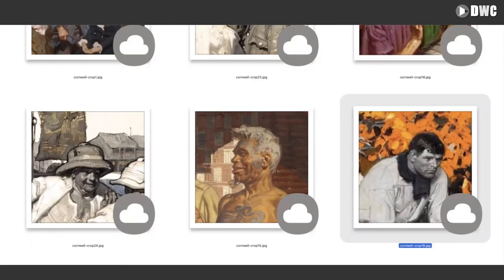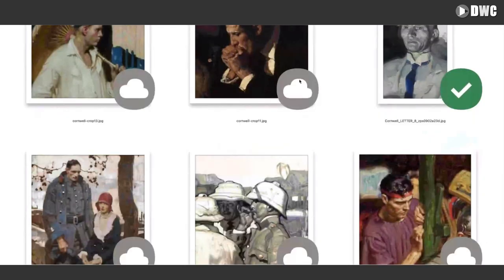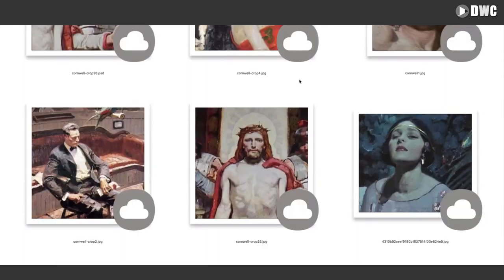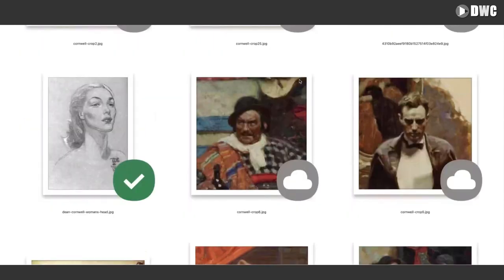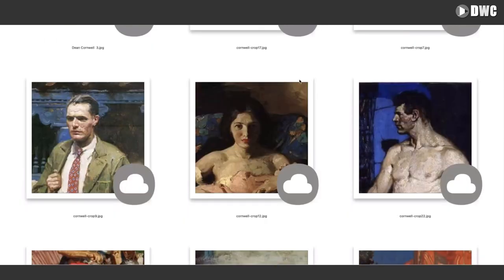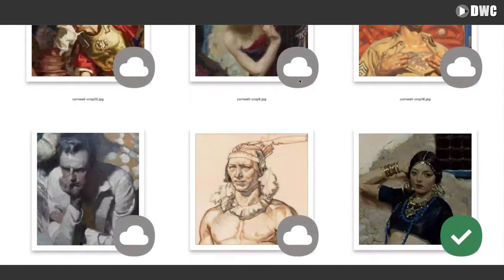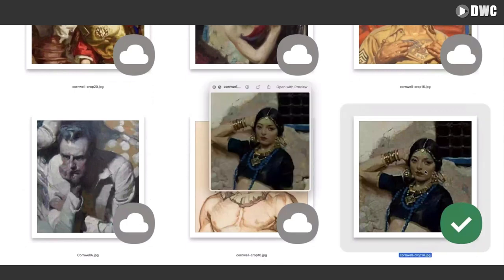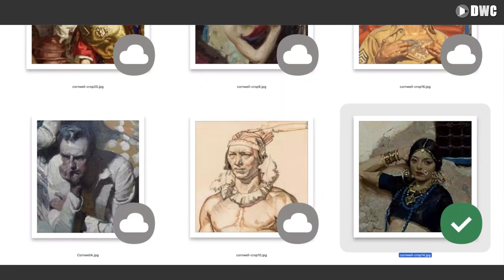This man's head is literally a box in shape. It's a square in shape, then he made it a cube. This would be a good one to study. I really like this one from Cornwell. Then let's see if we can find a female. This one is very nice, very clear.